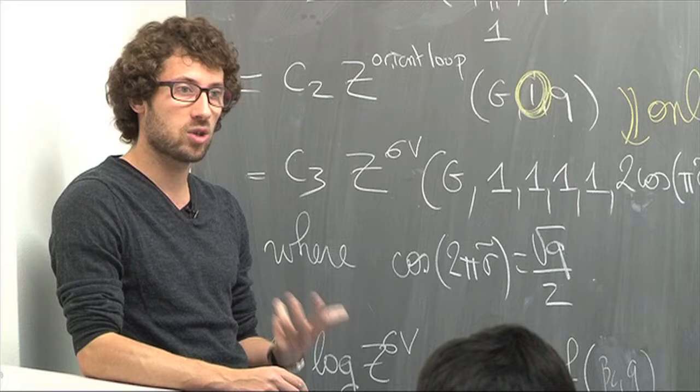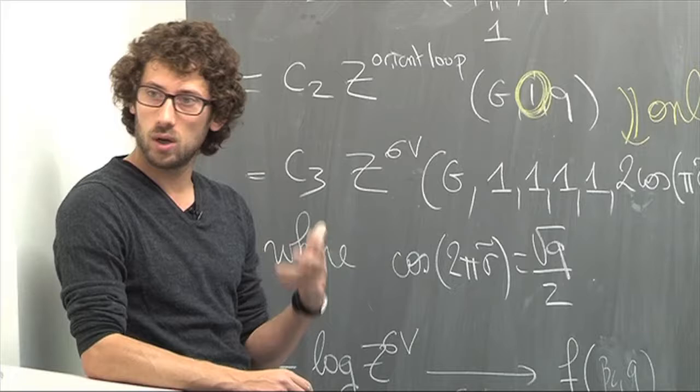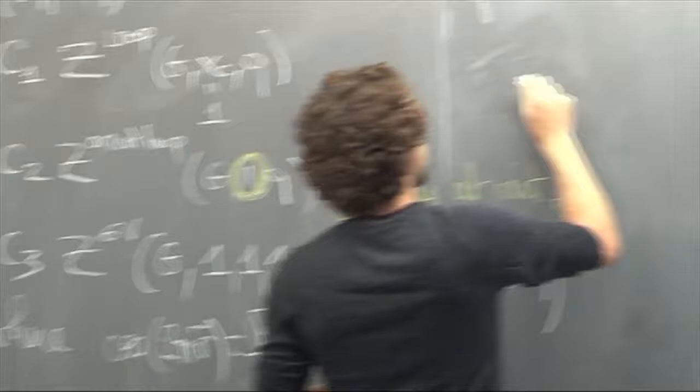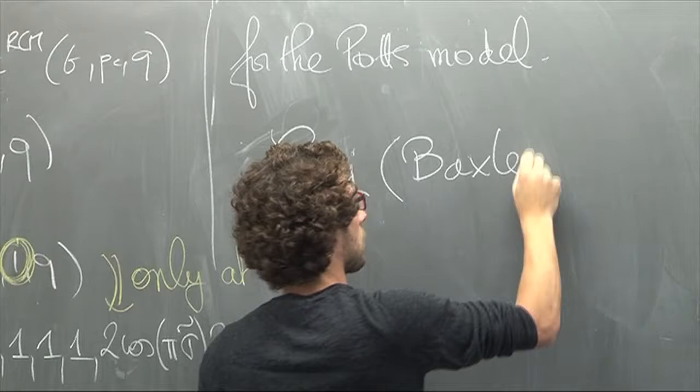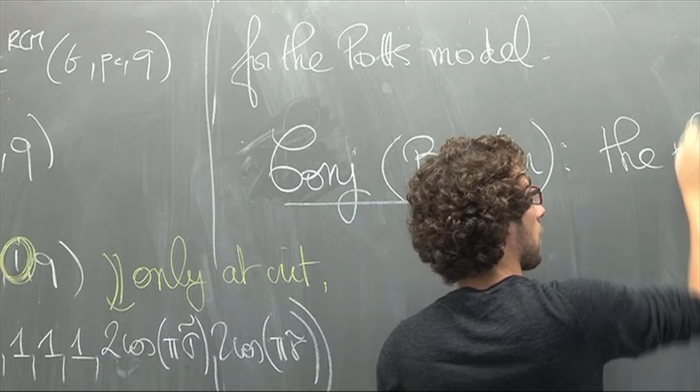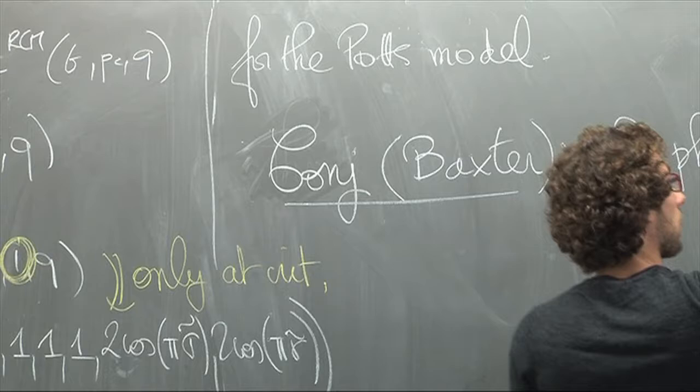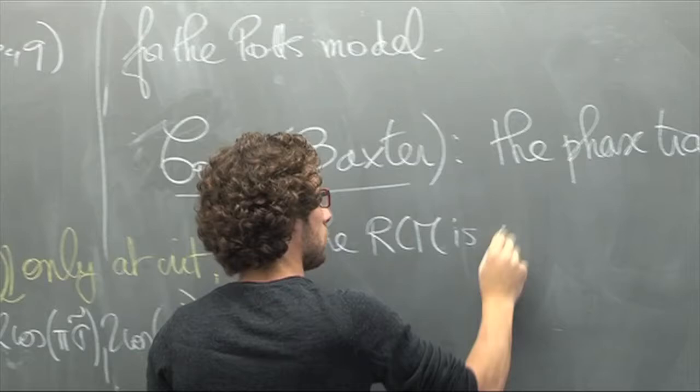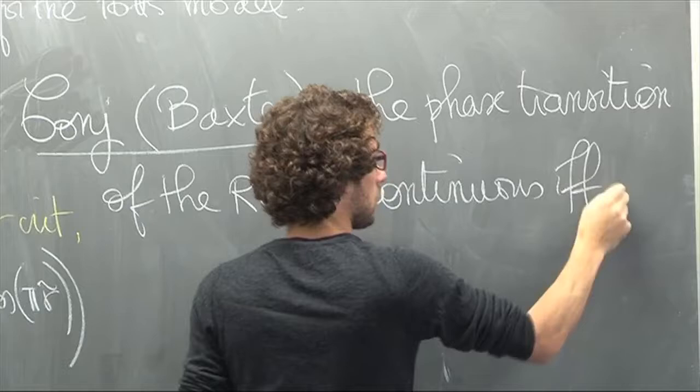Nevertheless, if you make a few assumptions and you work a little bit with your hands, you can predict, and that's what Baxter did, that the phase transition of the random cluster model is continuous if and only if q is smaller or equal to 4.